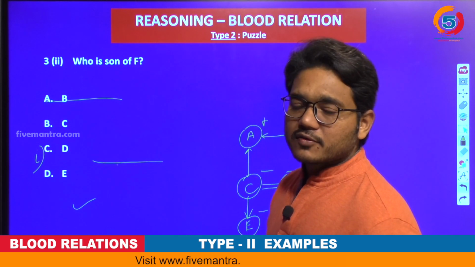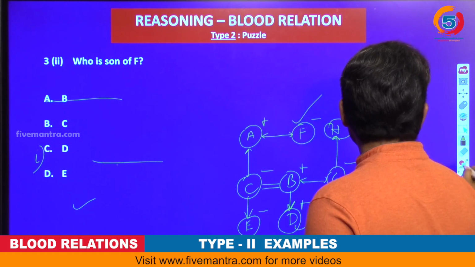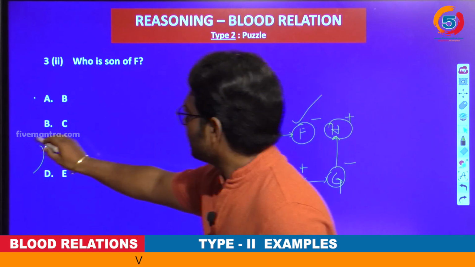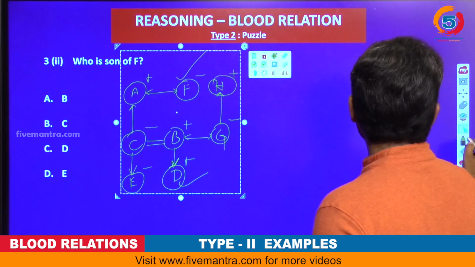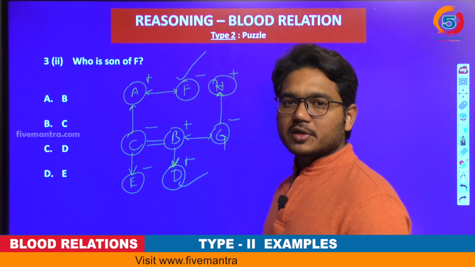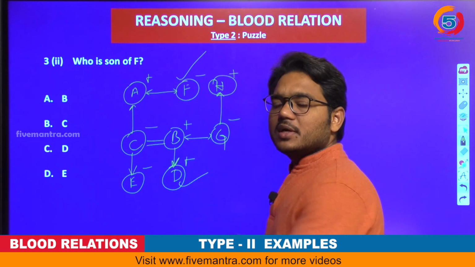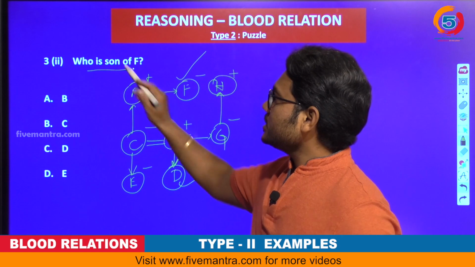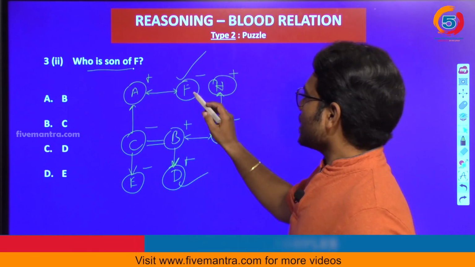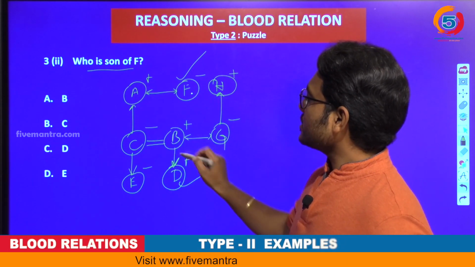So it is an extension of this question again. It is an extension of that particular question. So we can use the same relationship tree for this also. Identify what is asked here. Who is the son of F? So F is here. Who could be the son?